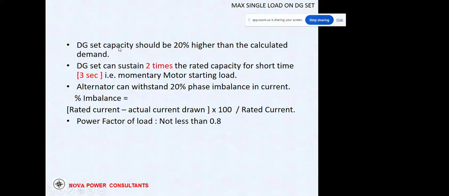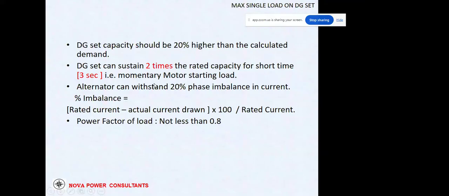DG set capacity should be, there are some thumb rules. DG set capacity should be 20% higher than the calculated demand. One more thing: a DG set can sustain two times its rated capacity for a short time, that is up to 3 seconds. That is momentary motor starting load.